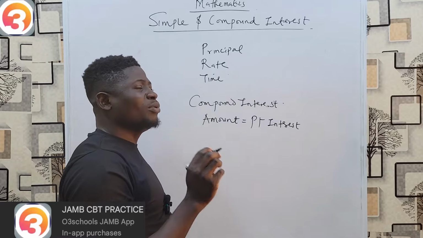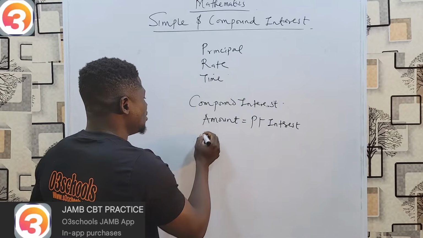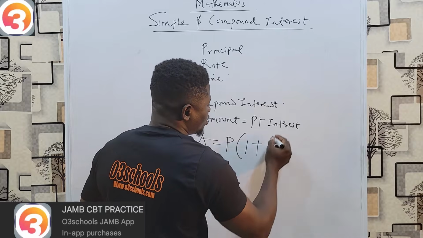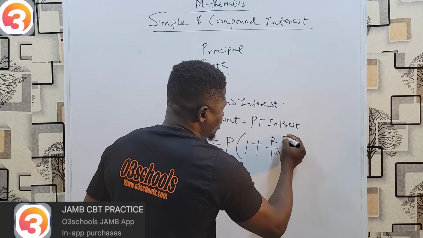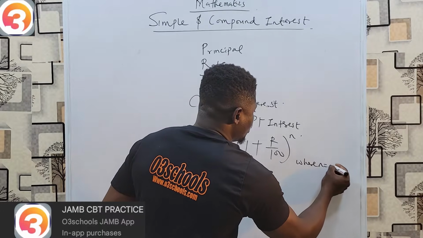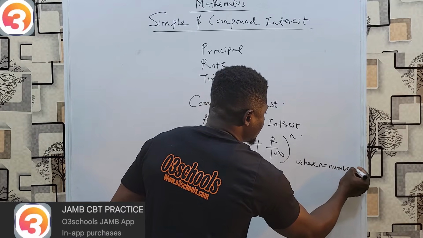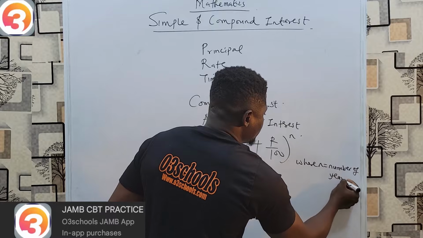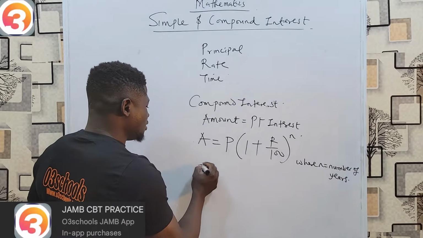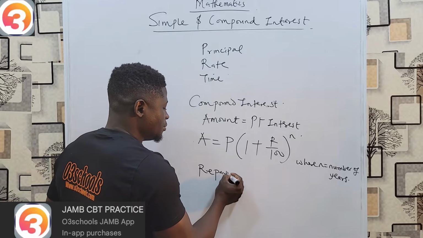Another important formula you must also note is the formula for amount, which is the principal multiplied by 1 plus R over 100, all raised to the power N, where N is equal to the number of years. And then another third thing I'm going to talk about is repayment.